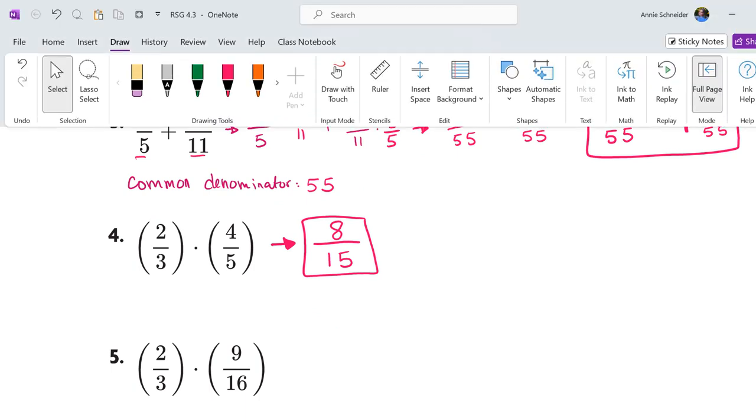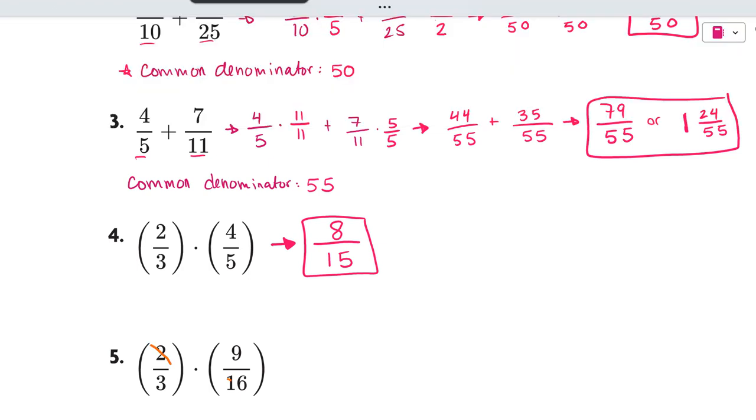So our next problem, we do have some things that reduce. If I'm looking at just 2/3, nothing reduces there. But if I focus on the 2 and the 16, those both have a common factor of 2, so I can divide by it.